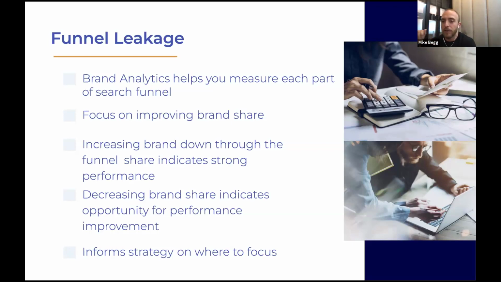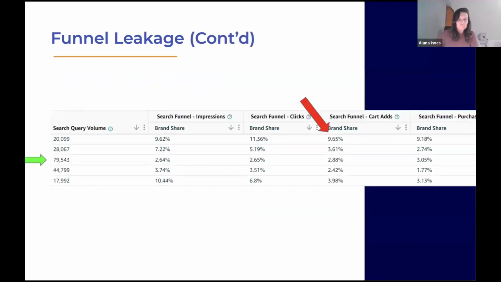We're going to look at an example of both of these so you can see what I'm referring to. Really, this is going to inform your strategy on where you should focus within the sales funnel. We have two examples here from the search query performance report. We have keywords that have a certain amount of volume. And as you can see in the line with the green arrow, our search funnel impression brand share is improving, our search funnel clicks brand share is improving, and our add to carts is improving. All of these are good indications that your product is very relevant and is performing very well on these keywords.